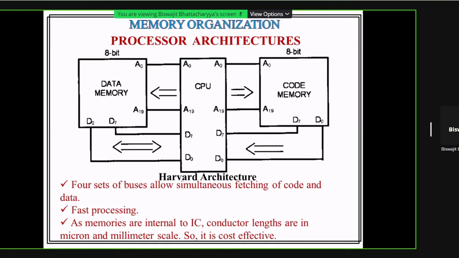And the advantage is very fast processing, because one set of address bus is reserved for accessing data from data memory, and another set of address bus is reserved for accessing code or instruction from code memory. Similarly, there are two sets of data bus also. So that is the concept of these two types of architecture.